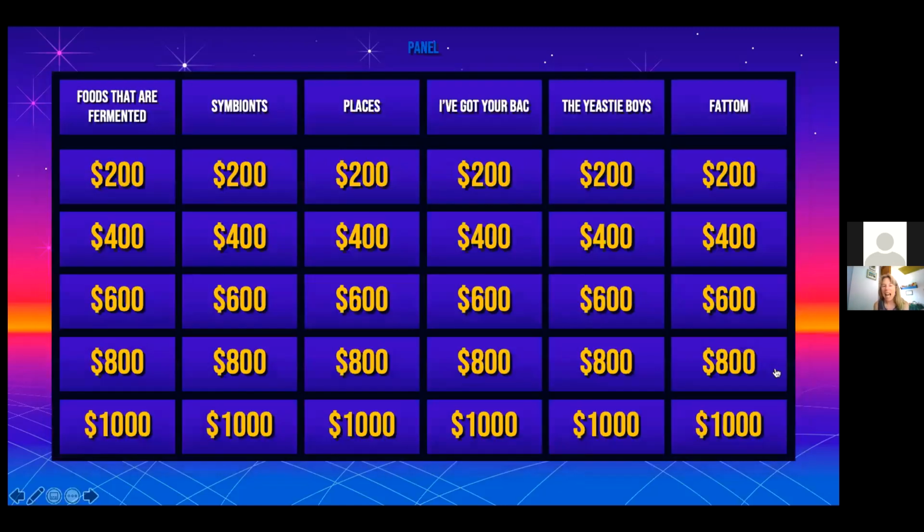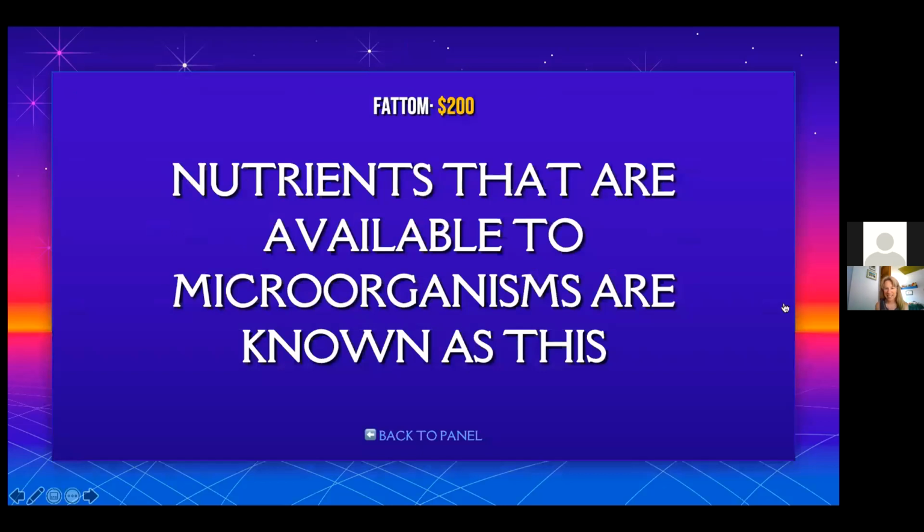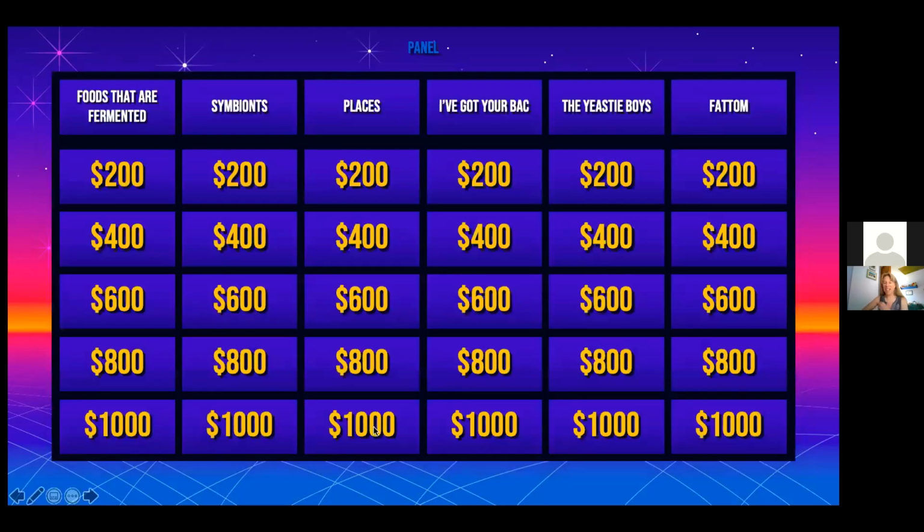All right, so this is our last question. KL, you pick the topic and amount. Make it a good one. FATTOM for 200. Excellent choice. Nutrients that are available to microorganisms are known as this. KL says food. Yes, food, absolutely. Nice. You guys rock this.